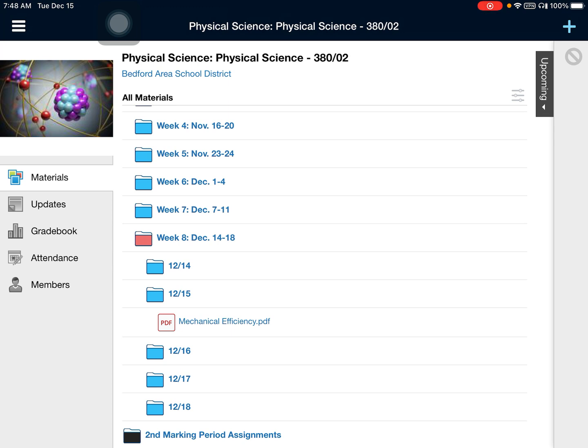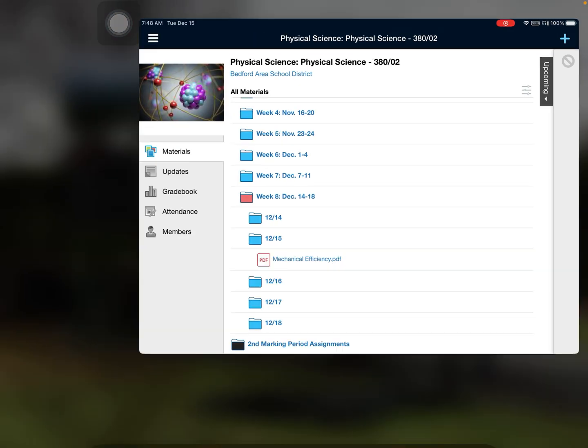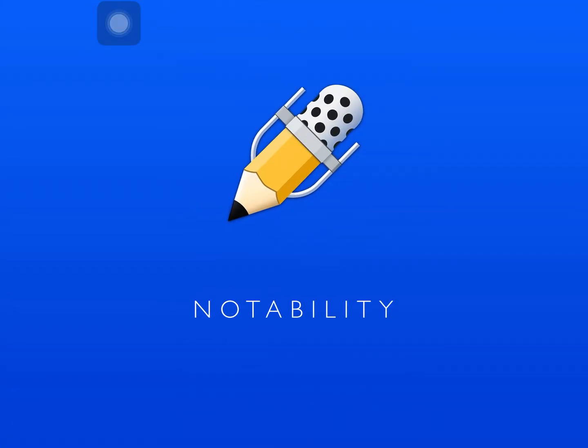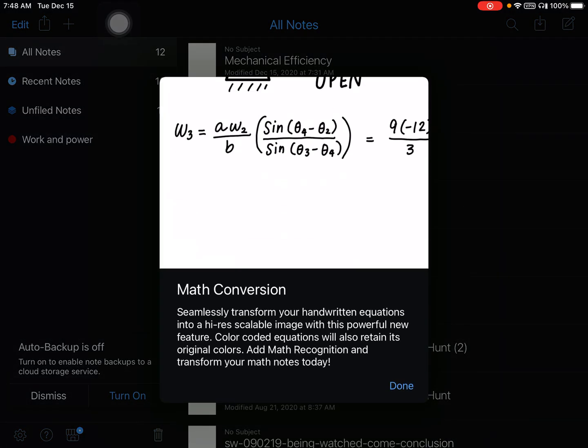That eventually is going to be submitted to an assignment that's going to be entitled Mechanical Efficiency. You need to submit the notes and the solutions to the problems on that PDF. So we're going to look at that. So let's go into Notability. I already have that file in my Notability.